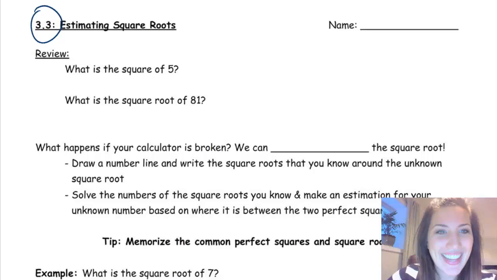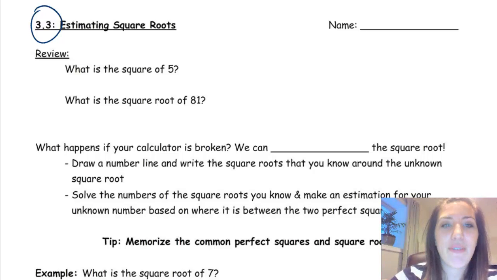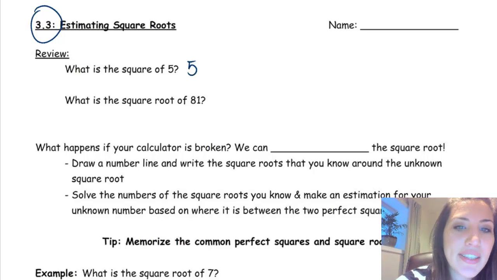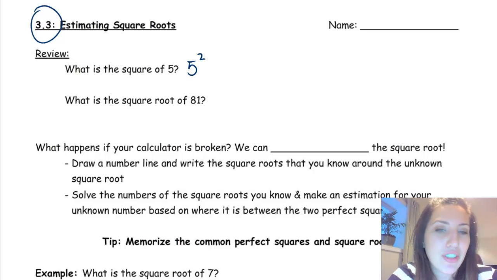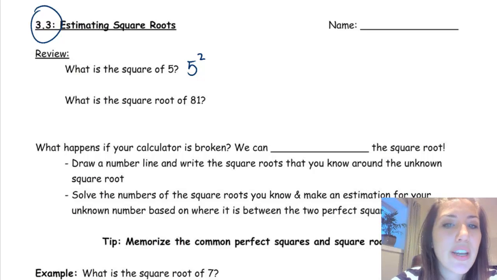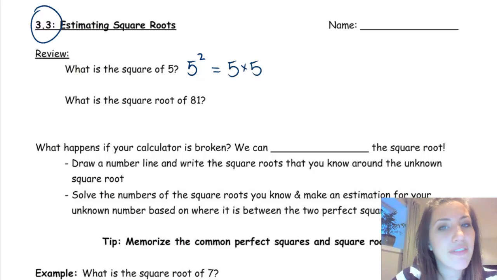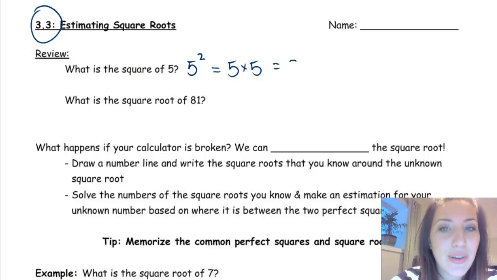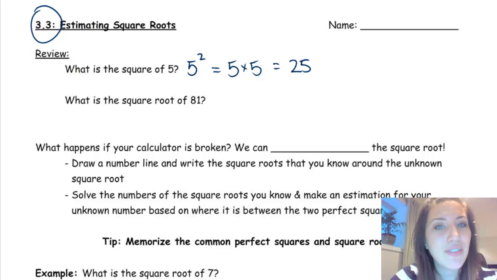With the Pythagorean lesson. So what is the square of 5? That's just asking us what is 5 squared. It's the same thing, just worded a little bit differently. When we see 5 squared, that means I want to know what is 5 times 5. So 5 times 5, we know, is 25. So 5 squared, or the square of 5, is 25.